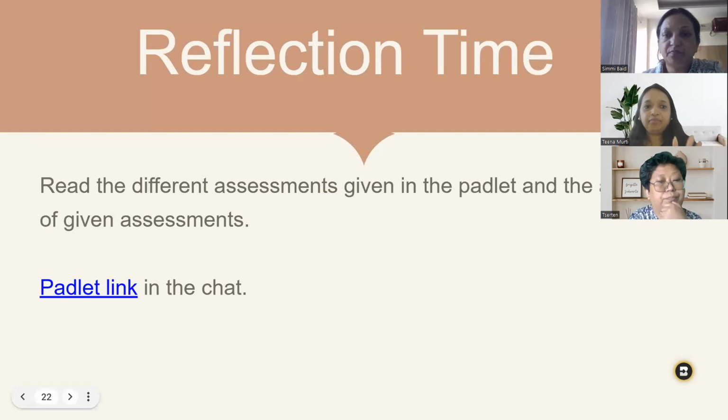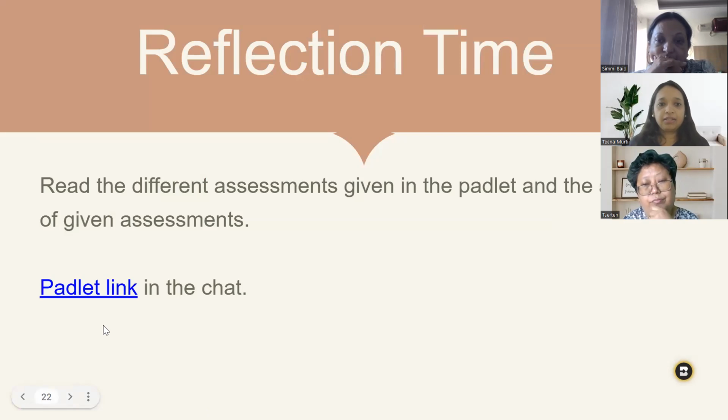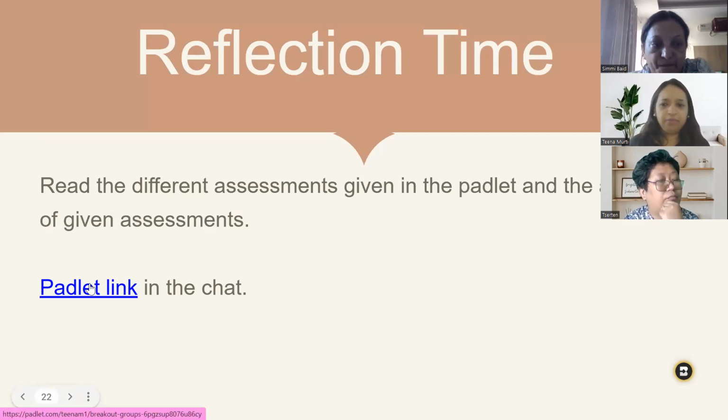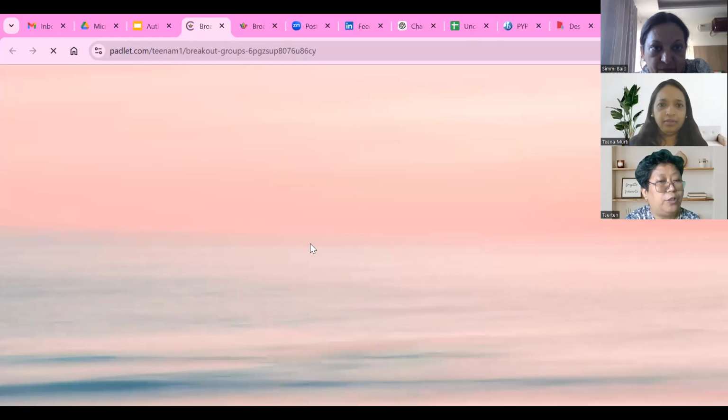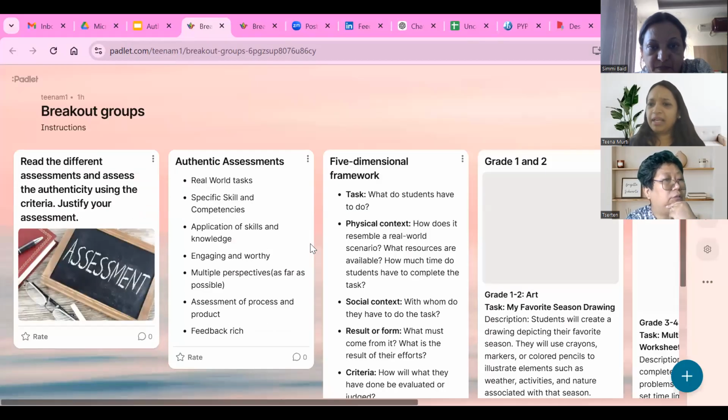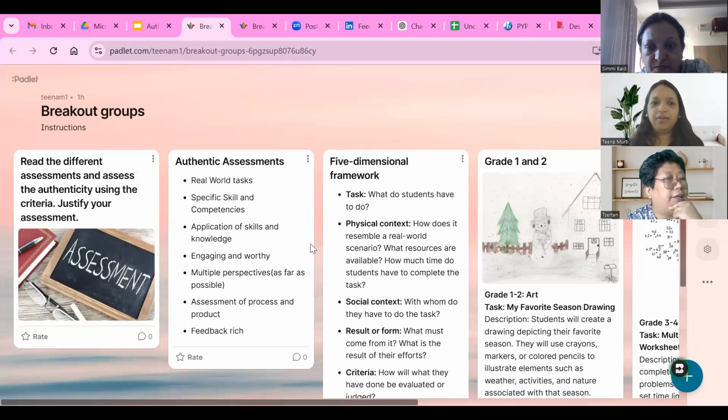Okay. Right? Now, there is a Padlet link. I'm putting it in the chat. And there are a few assessments. Okay, I can put it here itself. Now we are only three. Yeah, you can put it in the Zoom chat also. Oh, I can just show you here itself. Okay. So I thought of grade 1 to grade 5.